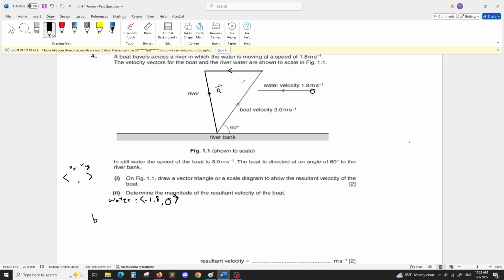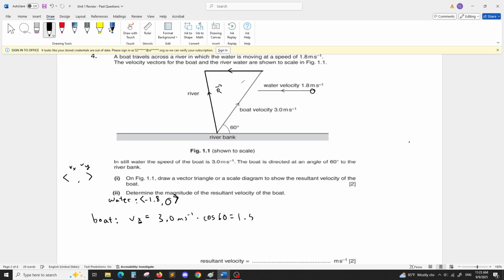So this is our water vector. And then now we have our boat vector. They actually give us an angle at which our boat is traveling. So v of x is equal to 3.0 meters per second times cosine, because this is the x direction. Since it's x, we use cosine of 60, which is 1/2, I think.